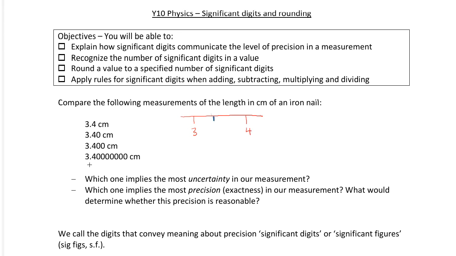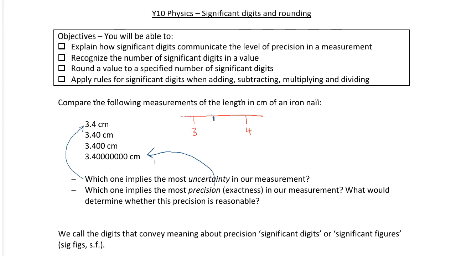In contrast, we wouldn't report this measurement from our classroom ruler because these are all guesses. We really don't have any way of knowing whether it's 3.4, etc., 1, 3.4, etc., 2, or maybe a bit less than that. So this is actually conveying a lot more exactness than we can capture using this ruler. The first one shows the most uncertainty, whereas the last one is demonstrating the most precision or exactness.